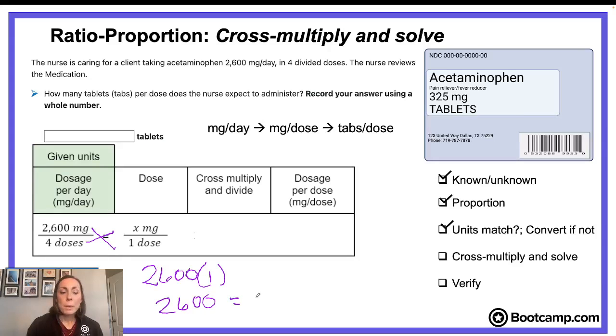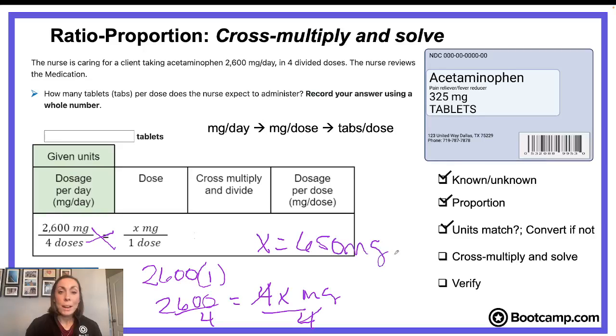So what are we going to put here? We're going to put 4X, right? Okay, so we have to get X alone, right, to solve for X. So what do we have to do? What are we going to divide by? 4, right? So that we can get our X alone. So what do you get here? X equals 650 milligrams, right?